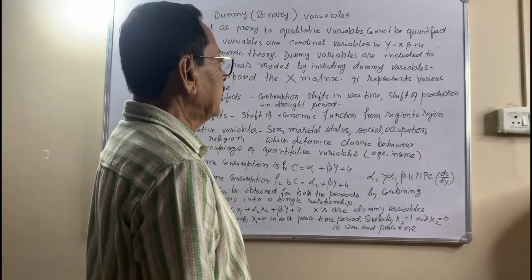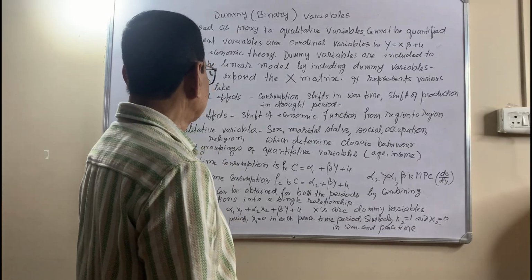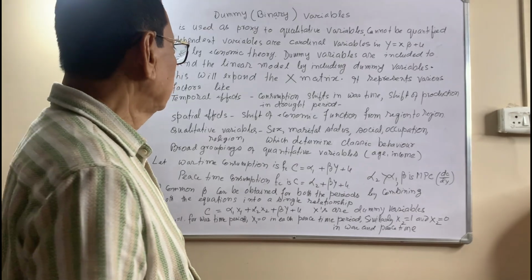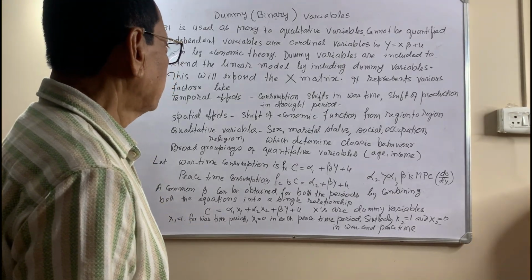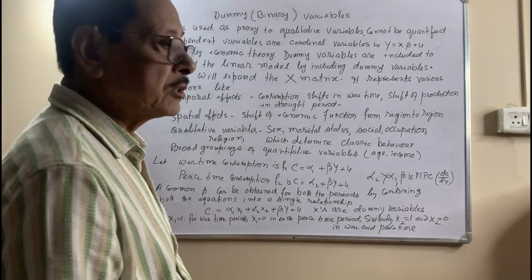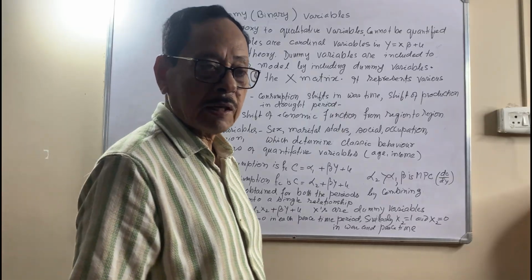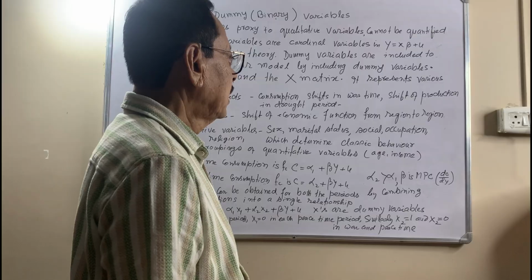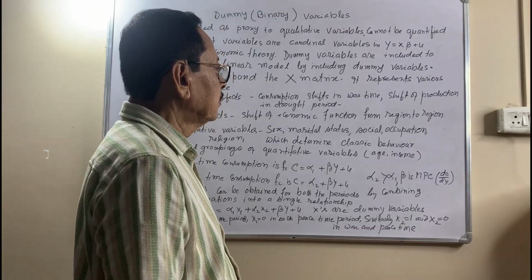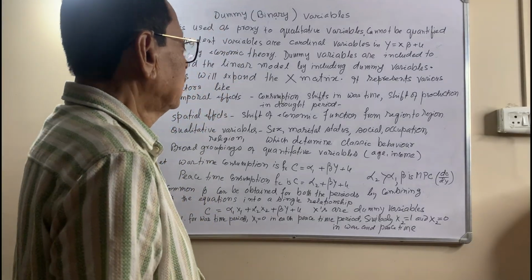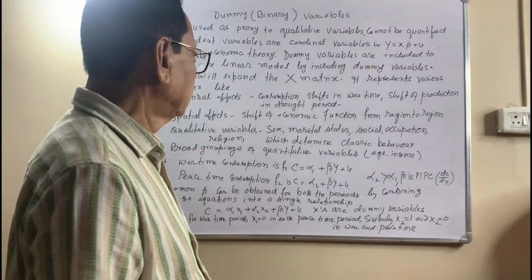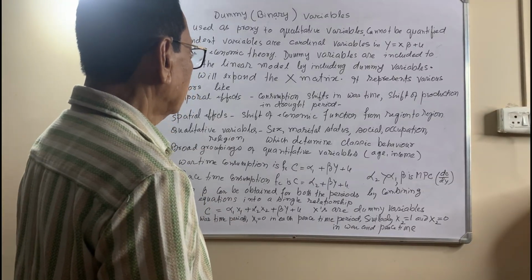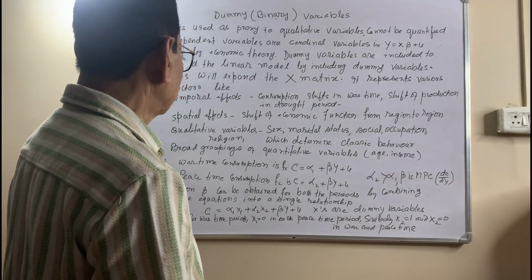So it represents various factors like, say, temporal effects, so factors related to temporal effects. For example, say consumption in wartime and peacetime. So consumption shifts in wartime, and so also shift of production when there is drought in a country. So shift in consumption or shift in production and so on.